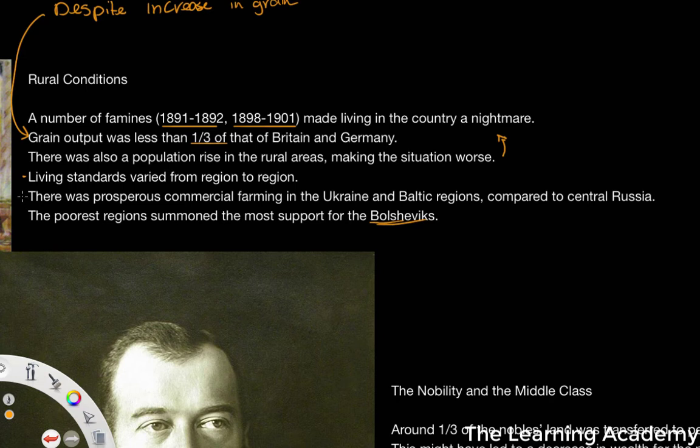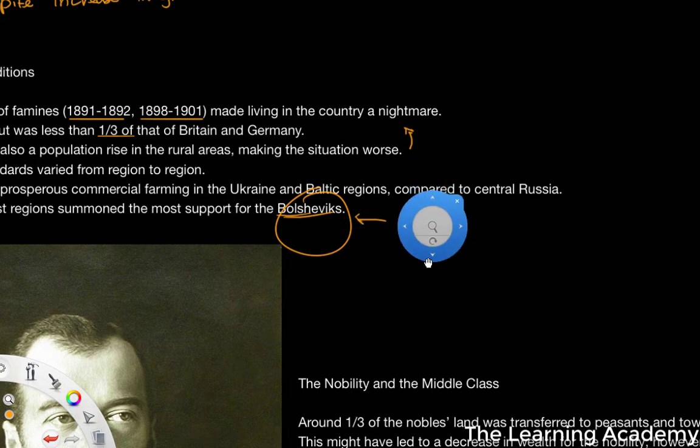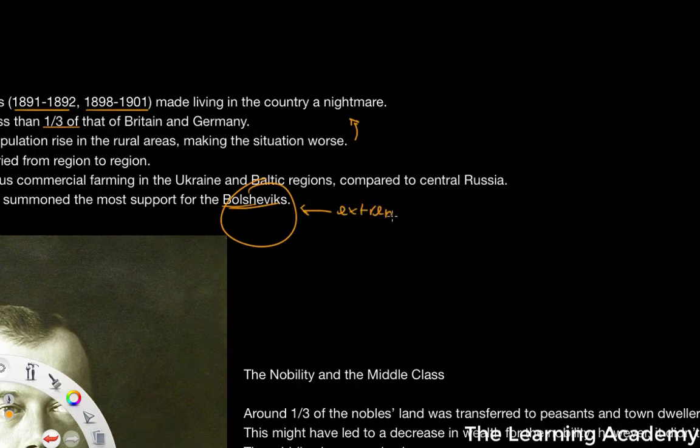What's important to note here is that because Russia is so large and vast and covers so many different ecosystems, living conditions for peasants in one area might be a lot more pleasurable than in another area. Don't forget, in the southern area of Russia you have the flat steppe lands where farming is very easy, compared to living in Siberia where farming is next to impossible. So the poorest regions did see extremist support. So we see extremism in poor areas.